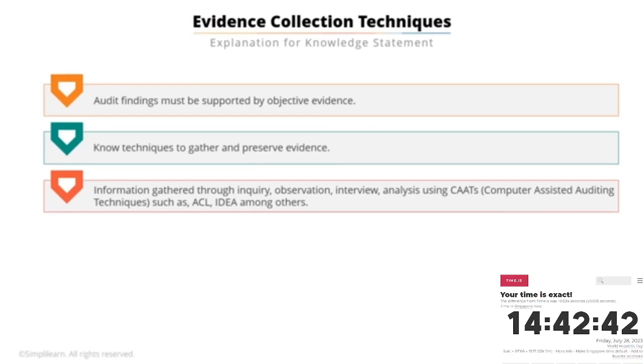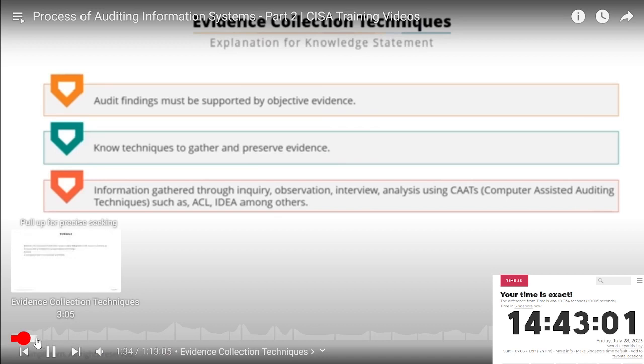Interviews can also be used where you interview key personnel and ask them specific questions. Now, in both the interview and the inquiry options, you need to ensure that you've carefully selected the questions to get optimal information. Don't just do ad hoc questioning. And of course, we have analysis using computer-assisted auditing techniques.